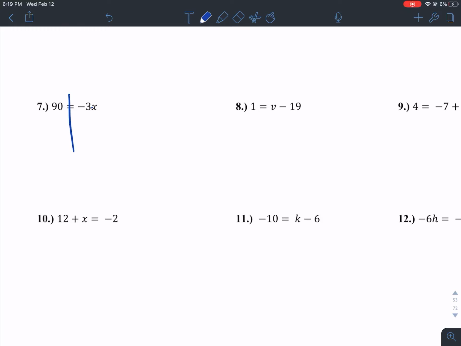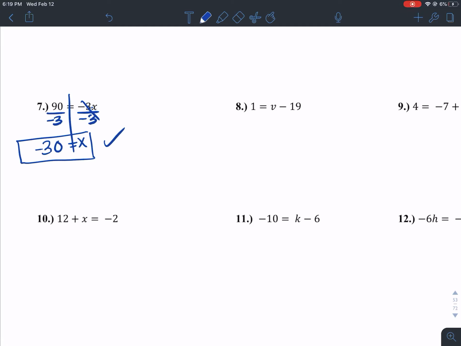So if I have negative 3 times x, I want to do the opposite of multiplication. So I'm going to divide by negative 3. Divide by negative 3. That cancels out, and I have x equals 90 divided by negative 3. I have a negative and a positive, so my answer is negative. 90 divided by 3 gives me 30. So my answer is x equals negative 30. And I can check. Is negative 3 times negative 30 equal to positive 90? Yeah, that makes sense. So that's correct.